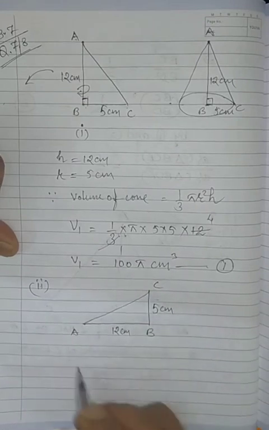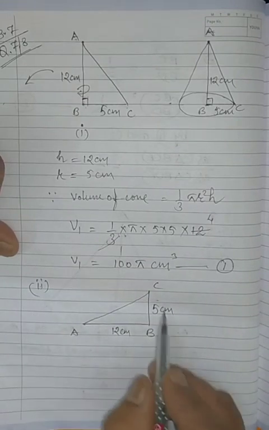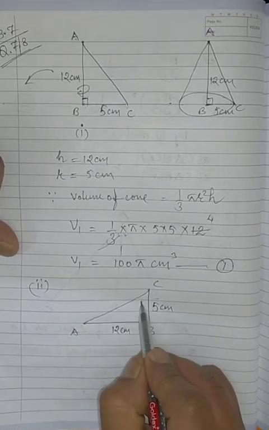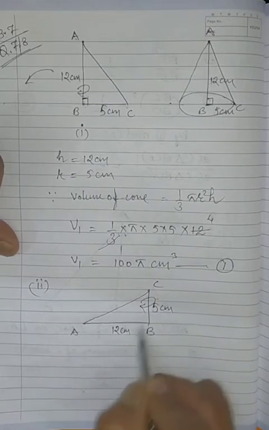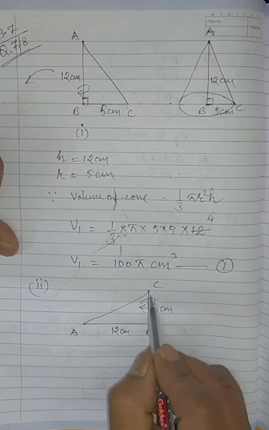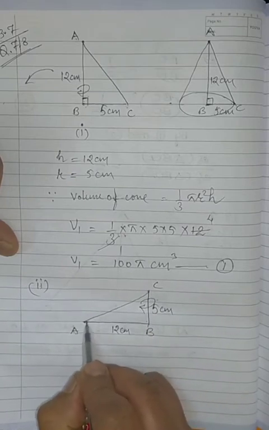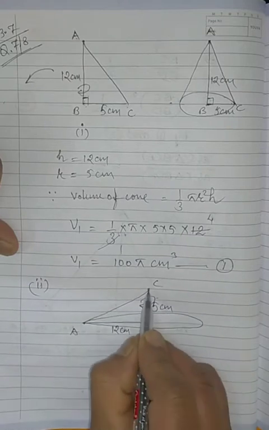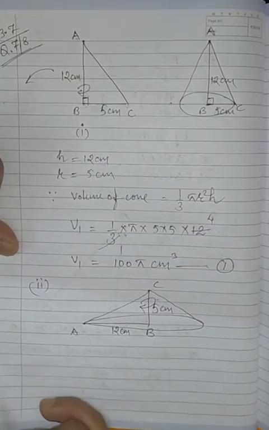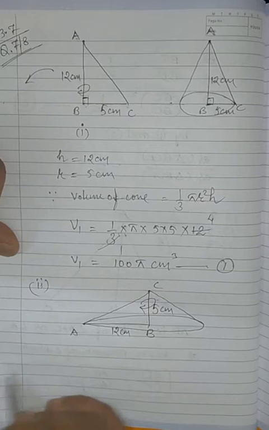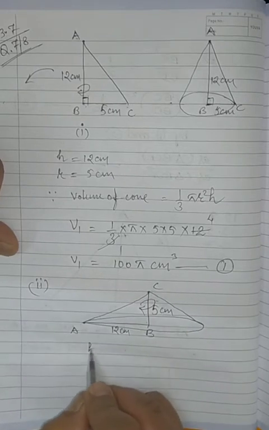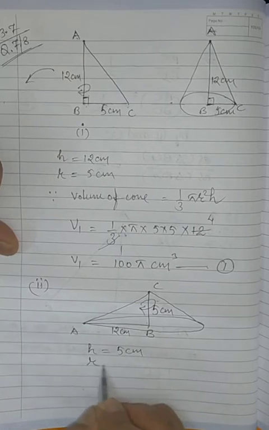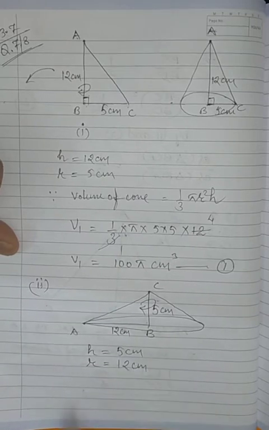So in question number 8, second part, now this triangle has been rotated using the side 5 centimeter as the axis. So in that case, if we rotate this, then one more time we get a cone, but this time height becomes 5 centimeter and radius becomes 12 centimeter.